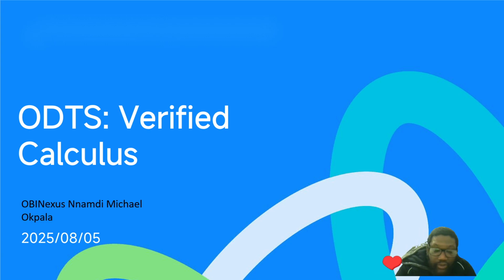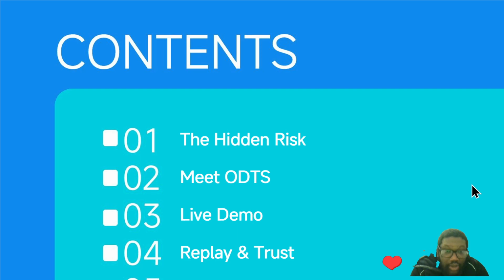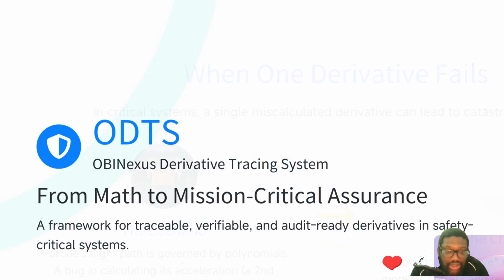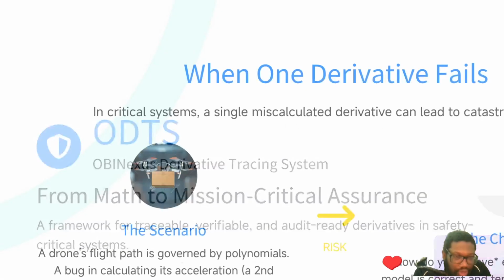Let's get into this. So basically, the OBINexus derivative system. This is verified calculus. Is it actually checkable? Can you check it? Does it work on the internet? Can you verify it? Okay, next. The hidden risks. Meeting ODTS. Why is this going forward? Okay, I don't really know.